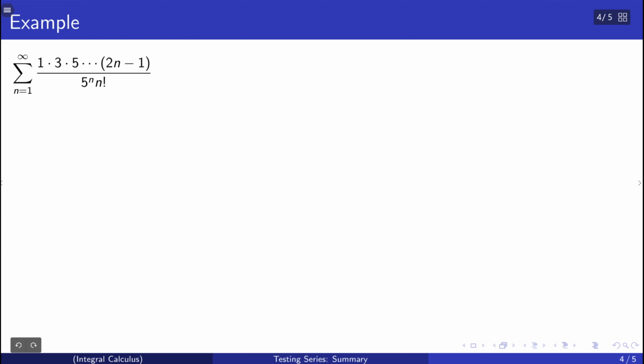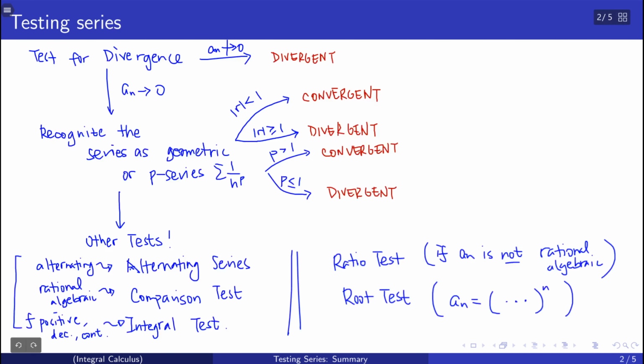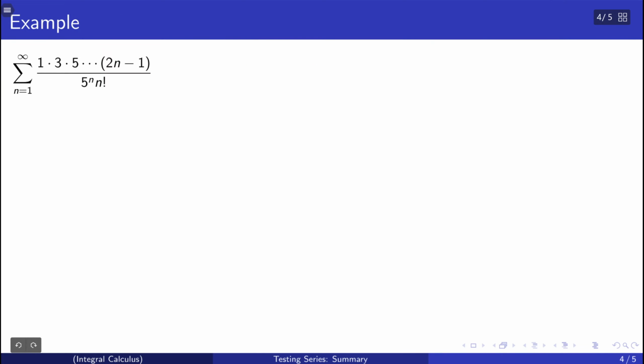All right, so let's not actually evaluate the limit. Let's just apply one of our tests right away. In fact, it's a factorial, so you just have to apply one of the tests. And in fact, if you have a factorial, the ratio test is going to be nice. So you can see here, a sub n is equal to 1 times 3 times 5 all the way to 2n minus 1 divided by 5 to the n times n factorial. So what does the ratio test tell us to do?